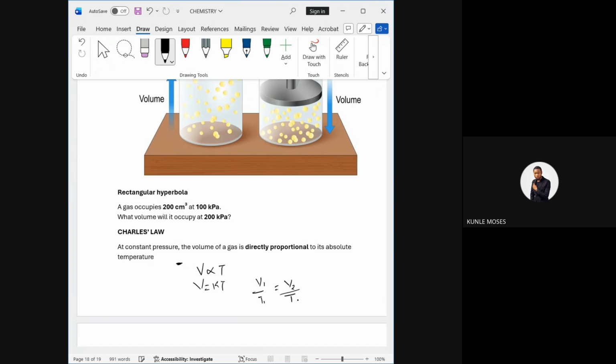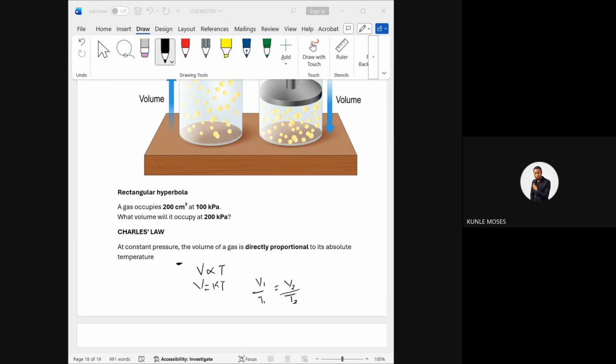So I believe every one of you can make any one out of these four parameters the subject of the formula. Am I saying the truth? I hope so, right? Every one of you can make any one of the parameters the subject of the formula, isn't it?